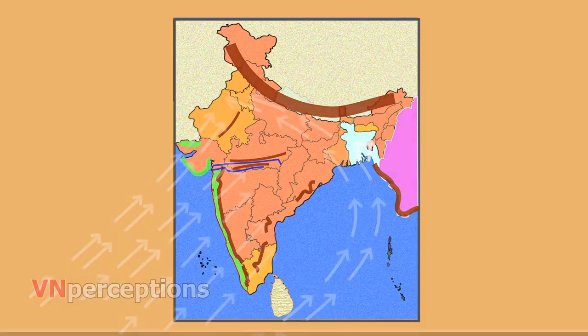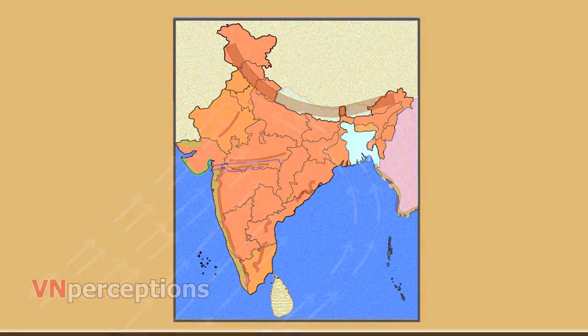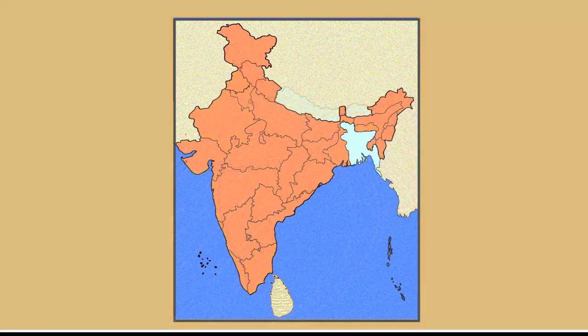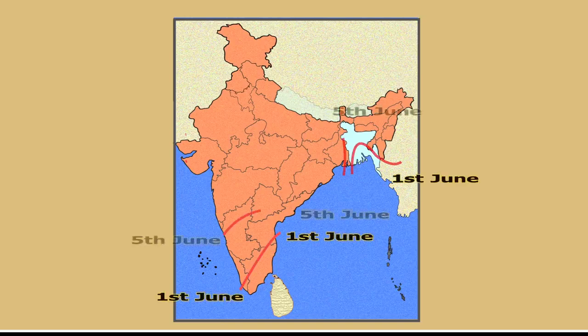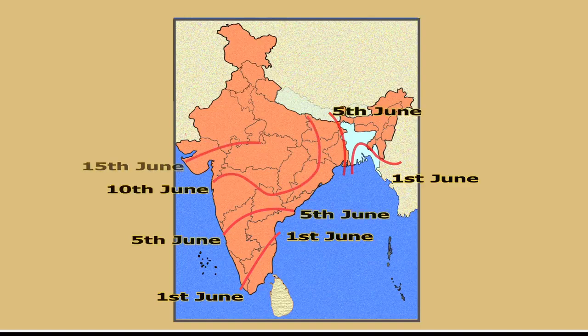If we look at the onset of the southwest monsoon rains in India, the dates are: the rainfall strikes the coast of Kerala on 1st June. Then it is Mumbai 10th June. By the time it covers entire India, it is 15th July.